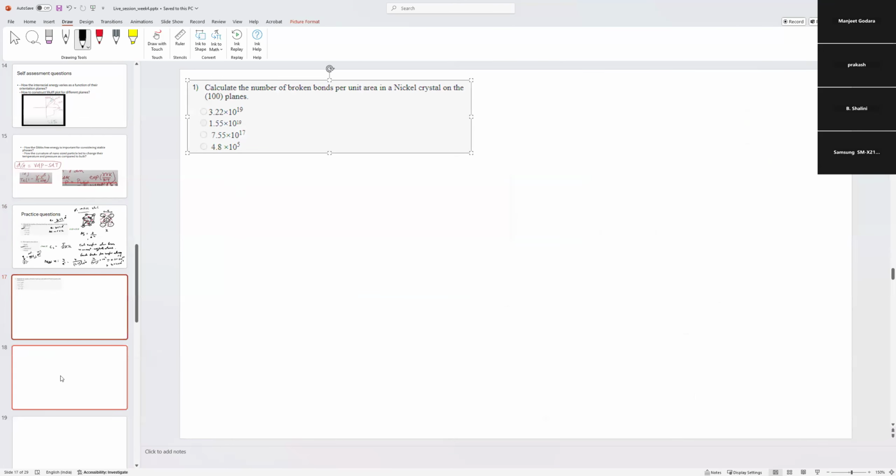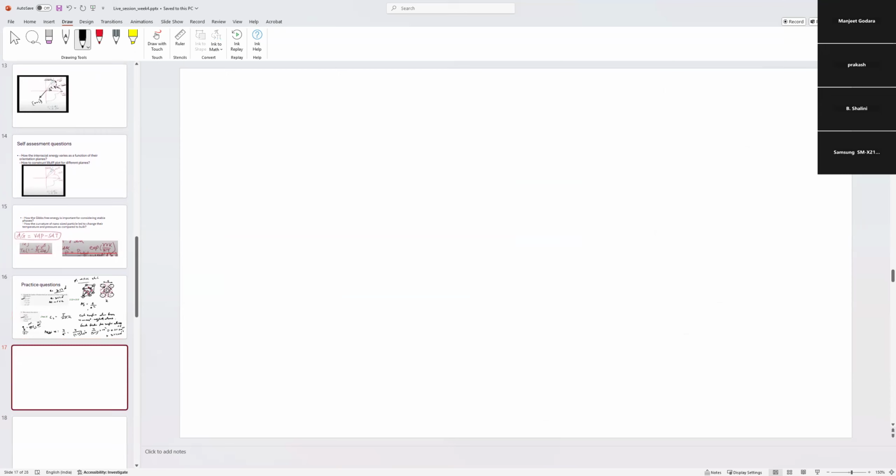Oh, this we already did. Miller indices for octahedral plane in a cubic crystal.